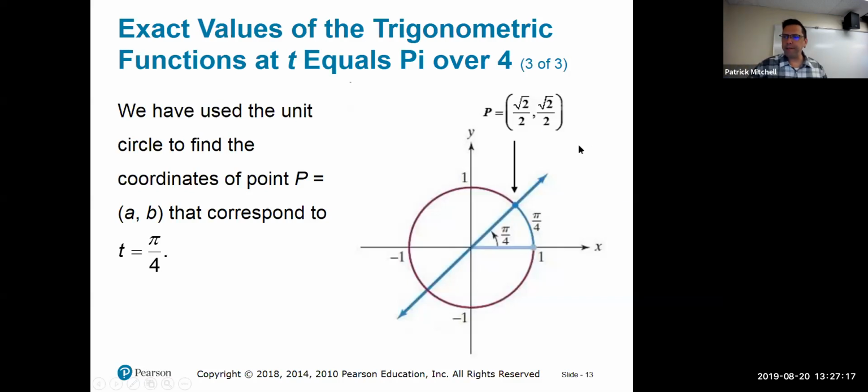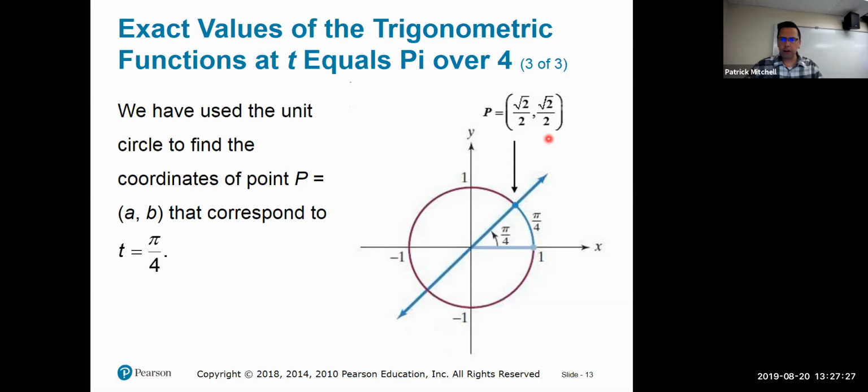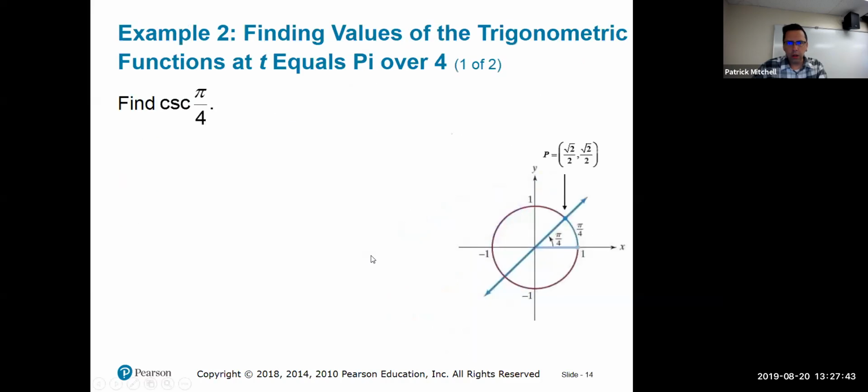Okay, so we have now figured out that the coordinates of this point are root 2 over 2 comma root 2 over 2. And so now this is just like the problem that we did just a few minutes ago. I'll use my definitions of my trig functions to find the values of the trig functions at that value of t, pi over 4. So, oh, okay, we're not finding all of them. We're just finding certain ones maybe.